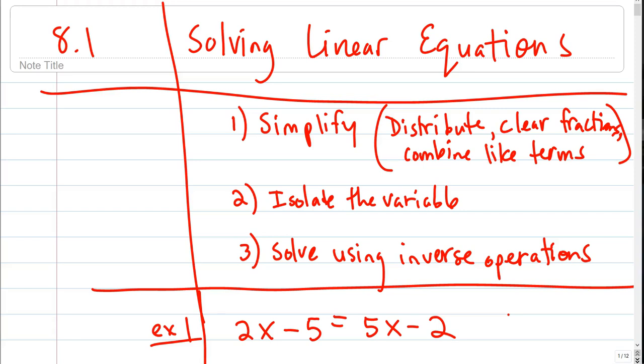So for section 8.1, we're going to just have a quick overview of solving linear equations. And I kind of put it down to 3 steps. Our first thing is, if we got a lot going on, we're going to simplify the equation. That's distributing, clearing any fractions, combining like terms. Once we're done with that, you may end up with variables on both sides. So we isolate the variable, basically get the x or the y onto one side. And then last, we'll solve using inverse operations.